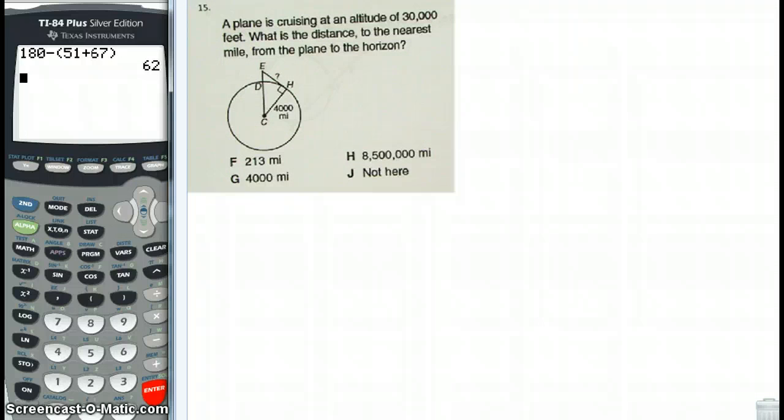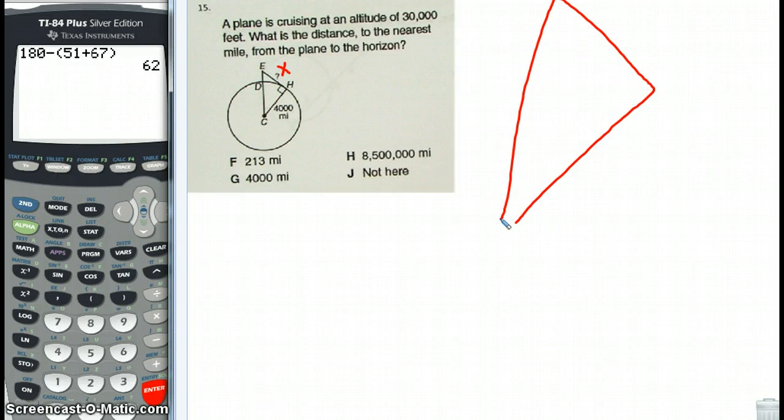And finally, in the last multiple choice problem, a plane is cruising at an altitude of 30,000 feet. What is the distance to the nearest mile from the plane to the horizon? So they're looking for this distance right here. We're going to call it x. I'm going to draw a bigger picture just to help you out. Just know here, the radius here is 4,000 miles too. So it's 4,000 here, that radius, and that radius is 4,000. This is x, and then this is the cruising part here.